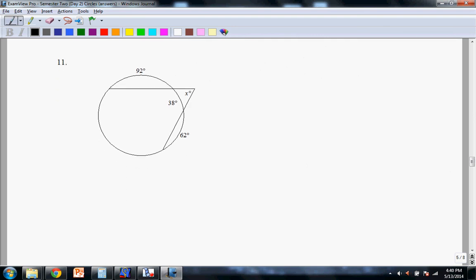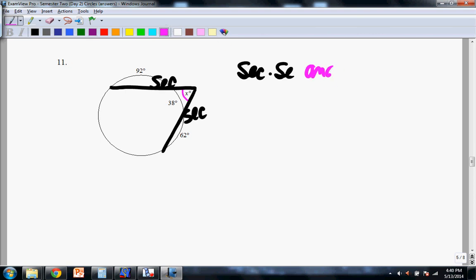Going to do number 11 here. Okay, we want to find x. All right, so first we need to identify what kind of angle we have going on here. This is a secant. This is a secant. So we have a secant angle.